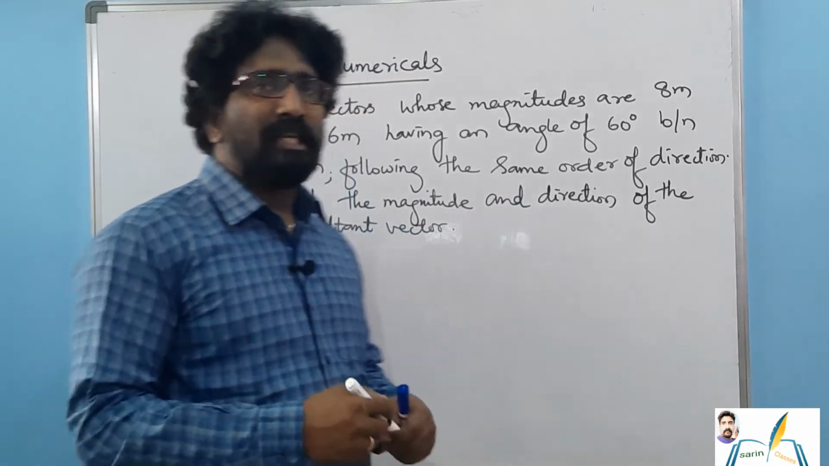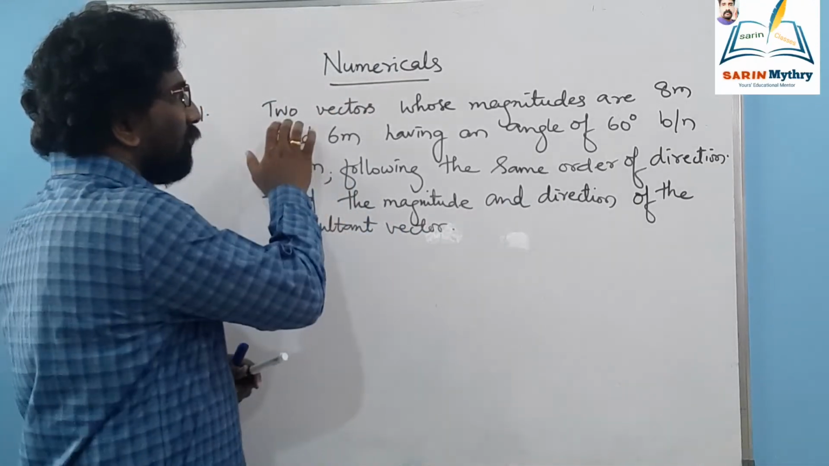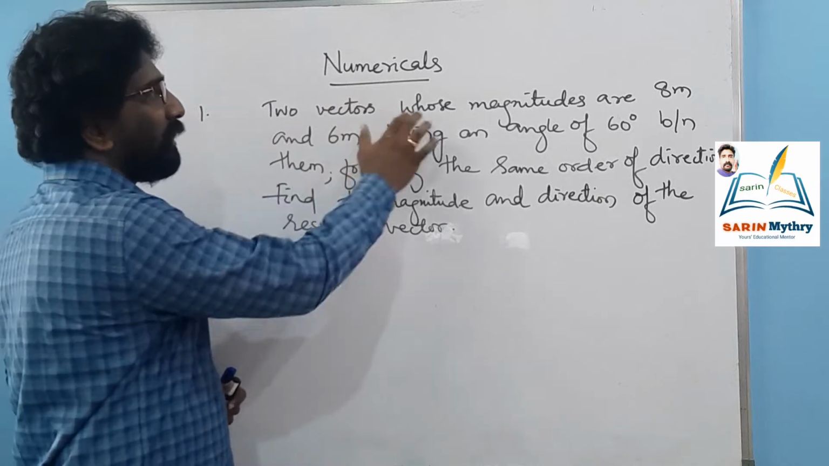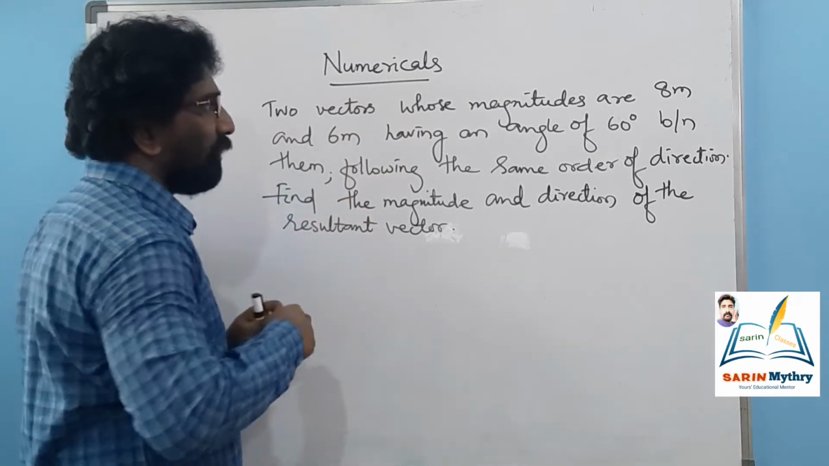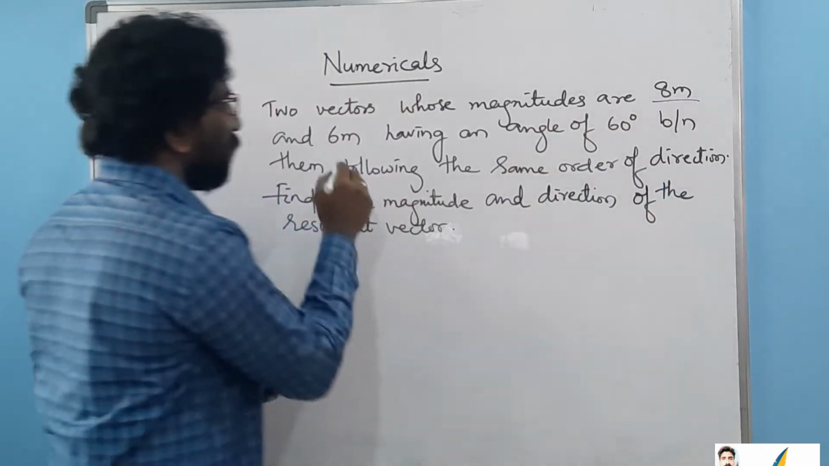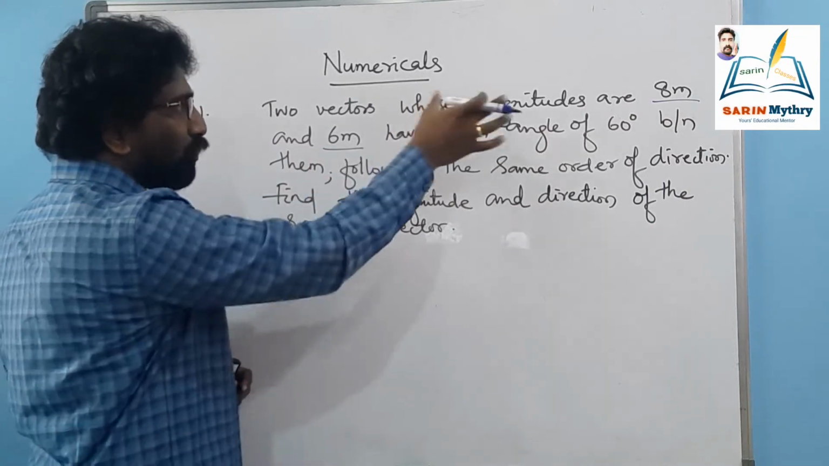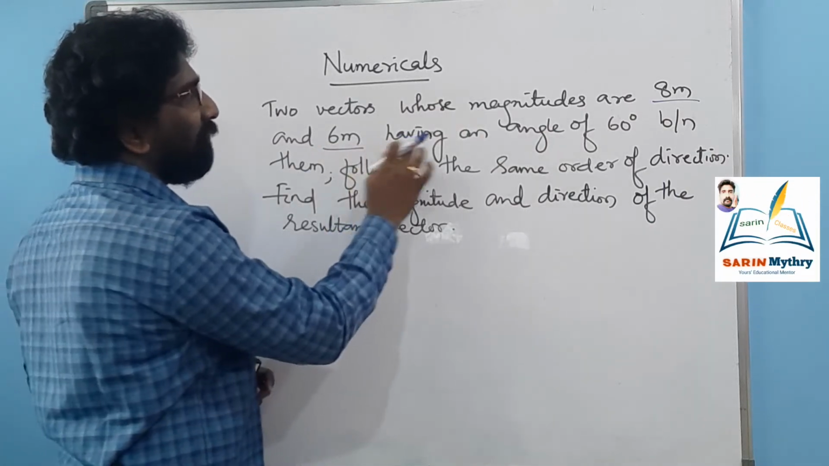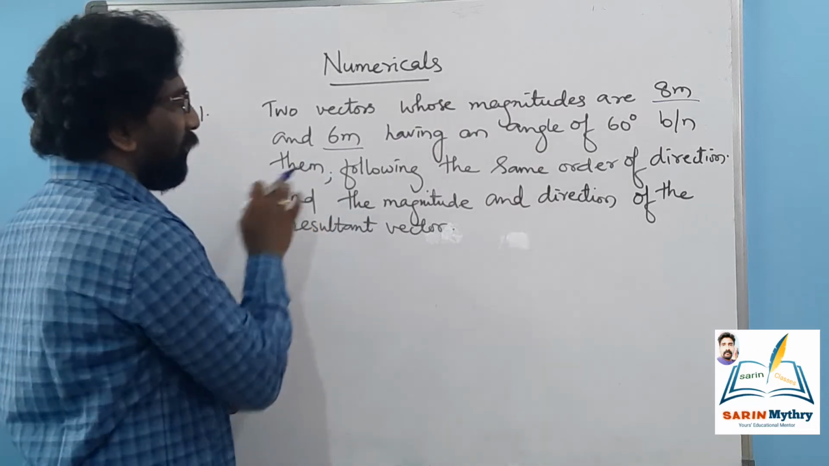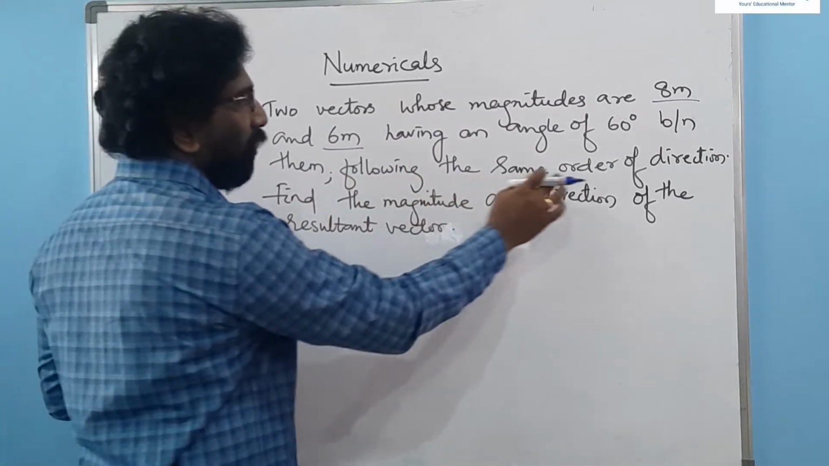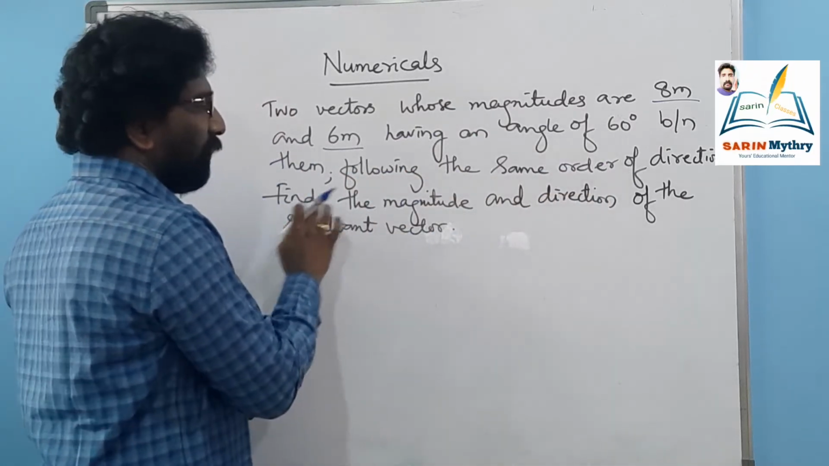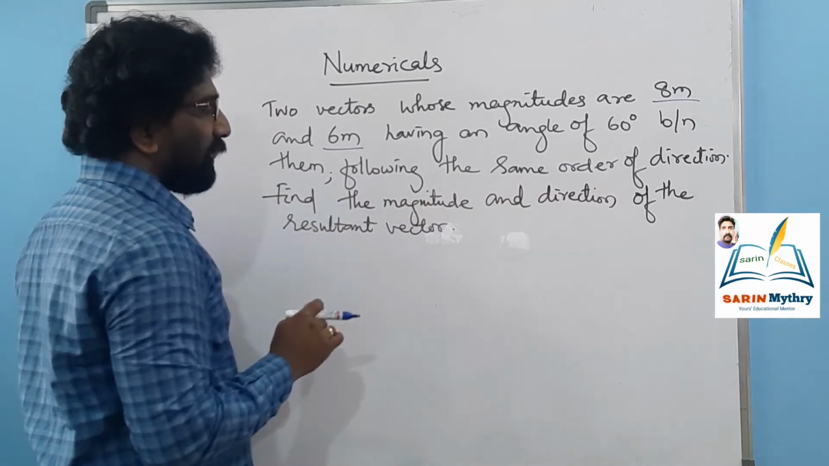So now let us see the first one. Here in this problem, two vectors whose magnitudes are 8 meter and 6 meter, having an angle of 60 degrees between them, following the same order of direction. Find the magnitude and direction of the resultant vector.